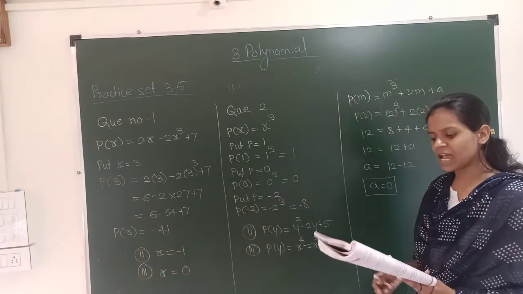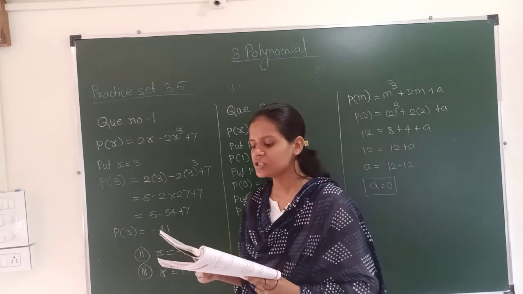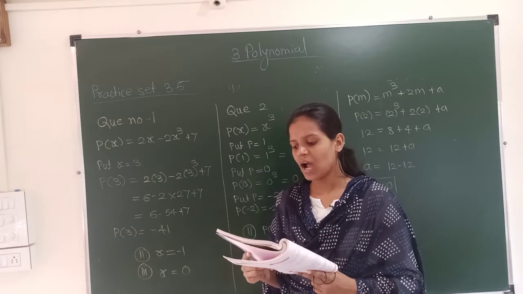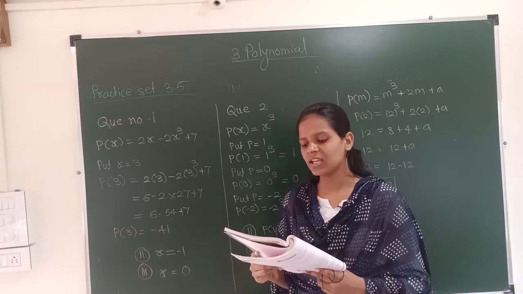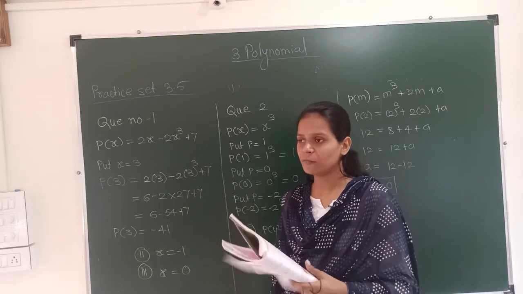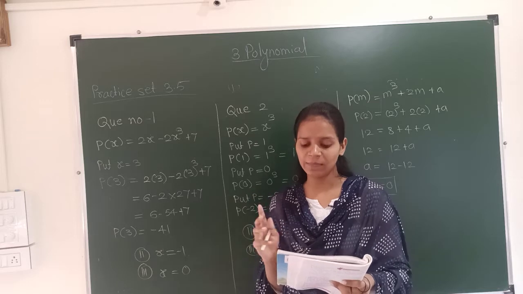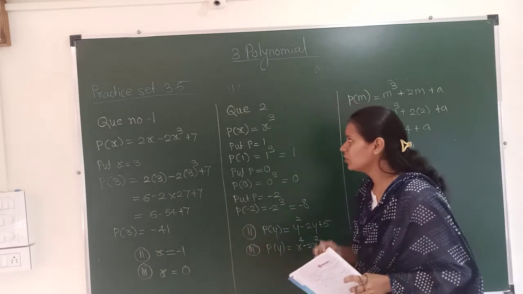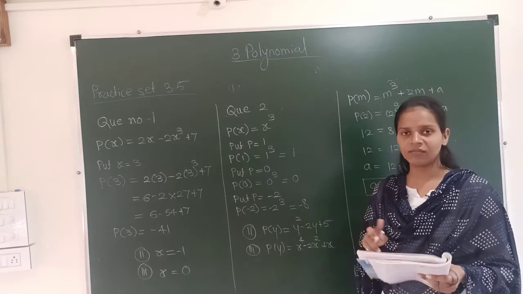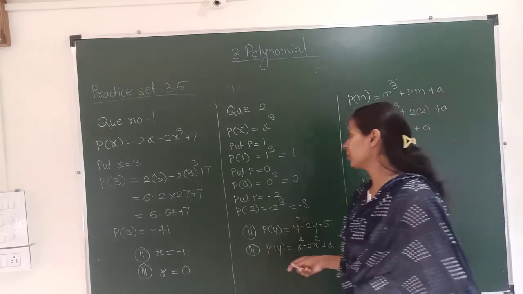Question number 2 is, I am reading the question. You are supposed to read from your textbook also. For each of the following polynomials, find p of 1 and p of 0 and p of minus 2. Okay, now they have given us the three polynomials. We have to find the value of p(1), p(0) and p(minus 2). Means what? We have to put the value of x as 1 for the first time, 0 for the second time, and third time we have to put minus 2.